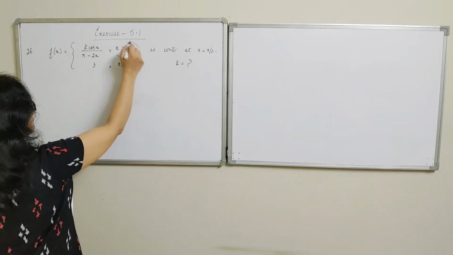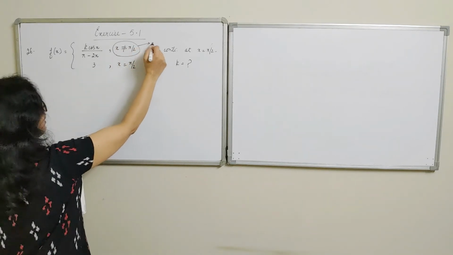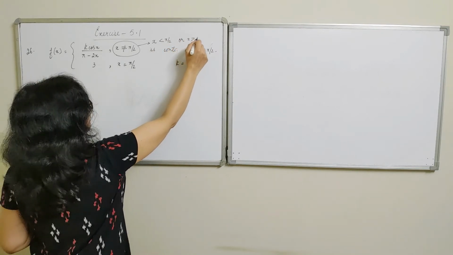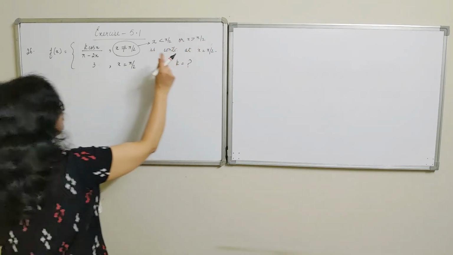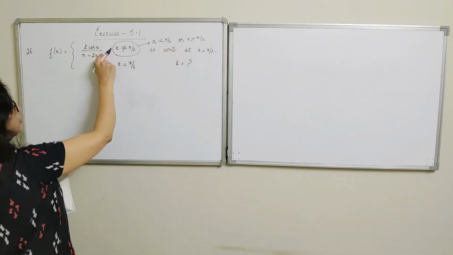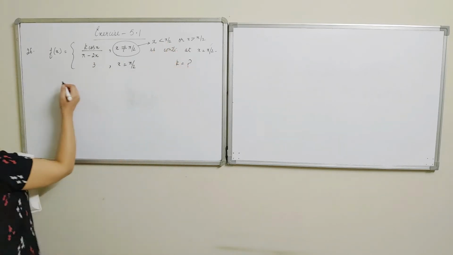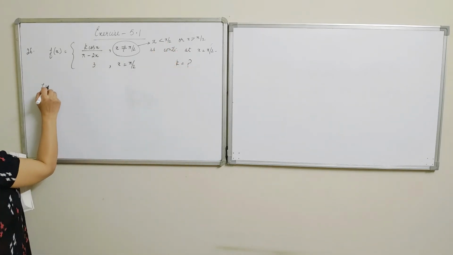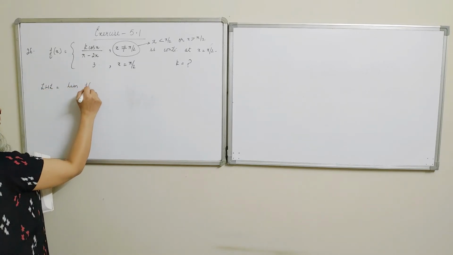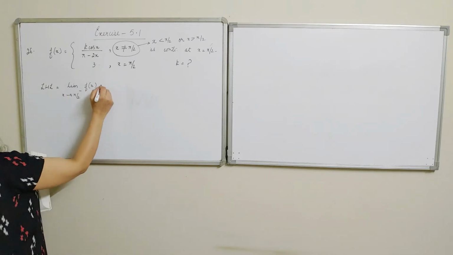So look at this, x is not equal to pi by 2 means x is either less than pi by 2 or x is more than pi by 2. Since for values less than pi by 2 and for values more than pi by 2 it is the same function, we will find out either the left hand limit or the right hand limit only. So let us find the left hand limit of the function at the point pi by 2.